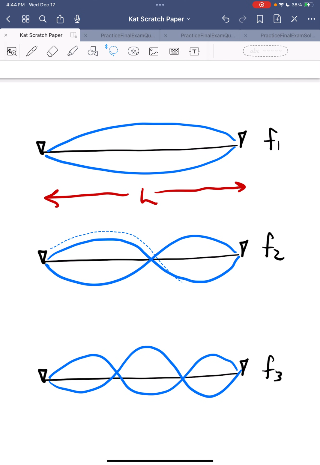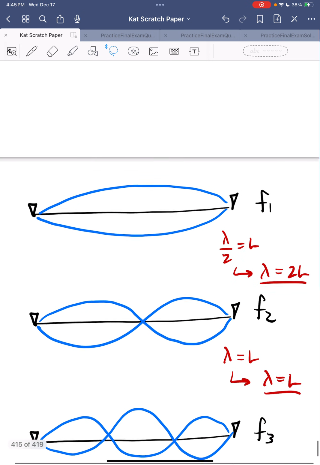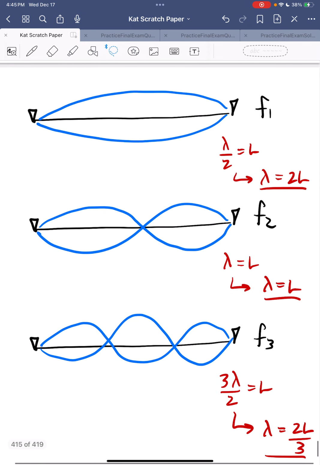Here we actually do have a full wavelength. It's going through a complete cycle. It starts out, it goes all the way up, it goes down again, and it comes back. So that's a complete wavelength. And here we have more than one wavelength. We have 1.5 wavelengths, or 3 halves of a wavelength. So we use that information, the number of wavelengths or half wavelengths, and we relate it to L. So we can use that to solve for the frequency. Let me show you in the next part here. So let's go over the first case.